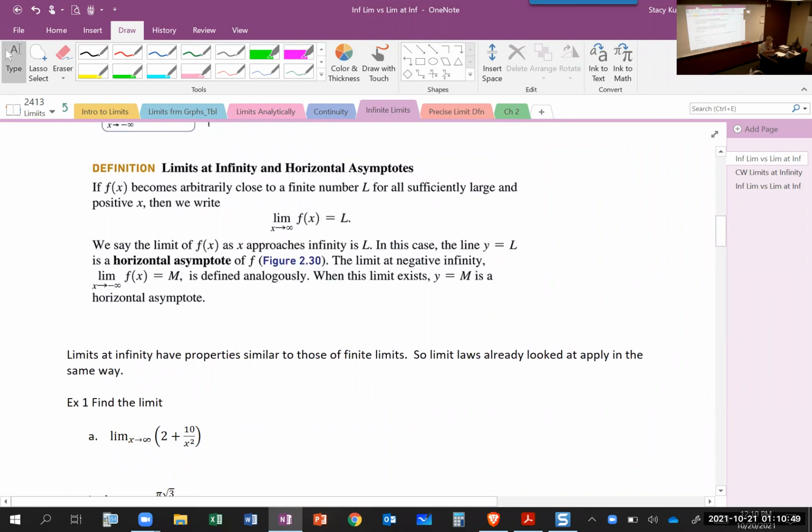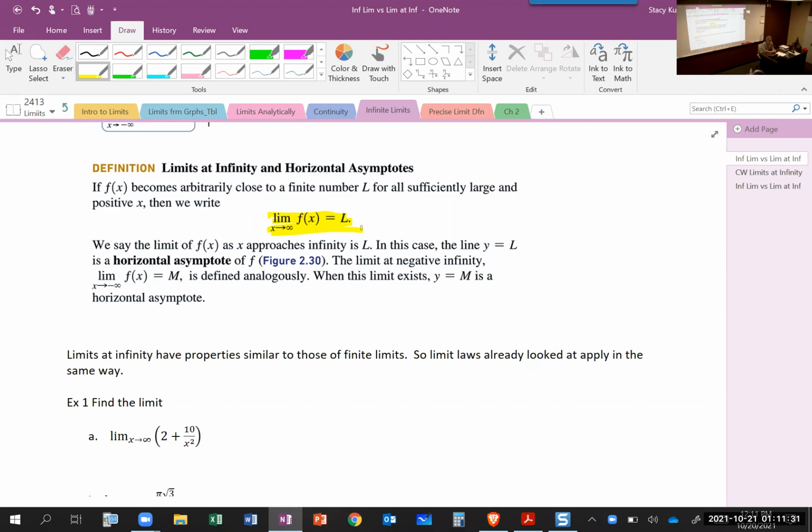So here's the formal definition of what it says. If f of x, the function, becomes arbitrarily close to some finite number, L, for all sufficiently large and positive x, then we can take the limit as x approaches infinity, and the function would be equal to L. We're interested in, in essence, as I take the limit to infinity, what number is my function approaching? It approaches a number. So L is a number.